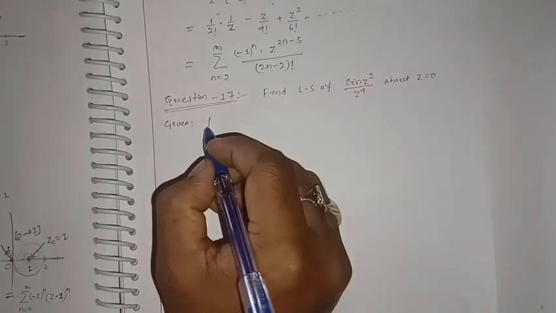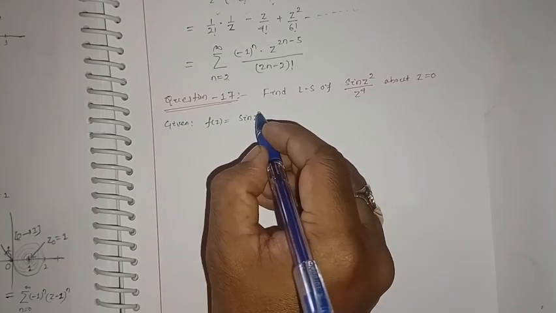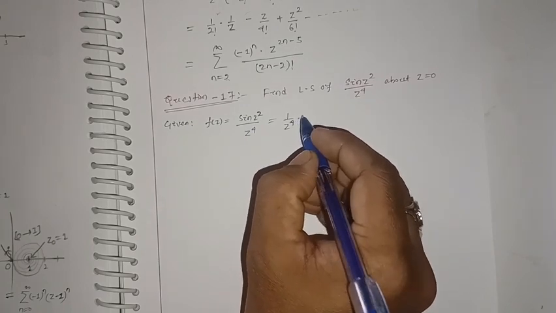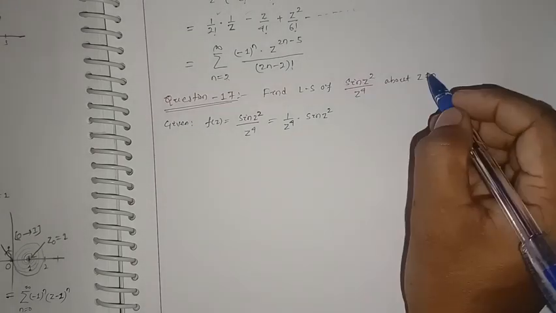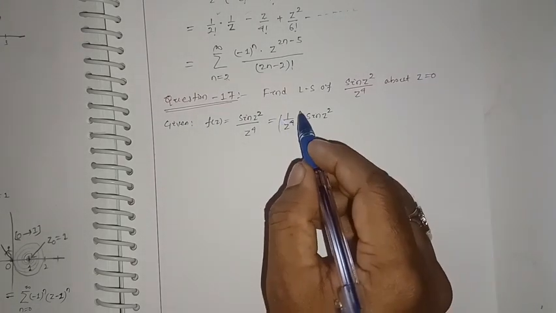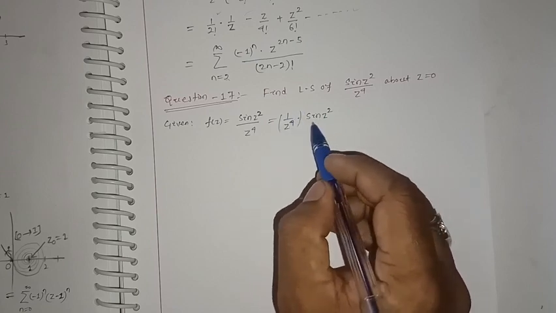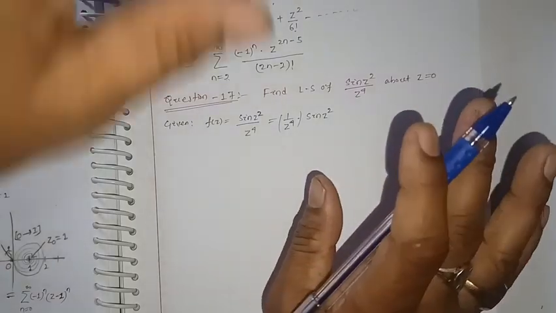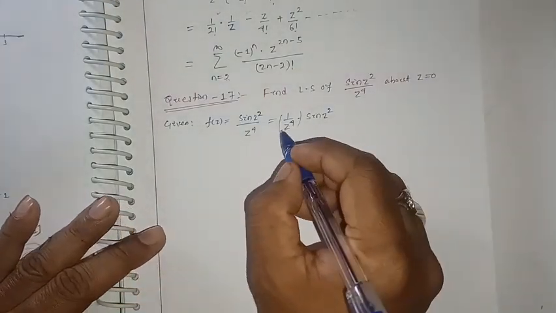the given function f(z) equal to sin z square by z to the 4 can be written as 1 by z to the 4 into sin z square. Here z0 equal to 0 is the singular point of this function. If I put z equal to 0, 1 by z to the 4 cannot be defined, so it is not analytic, but sin 0 is analytic. So z equal to 0 is the singular point for this function.